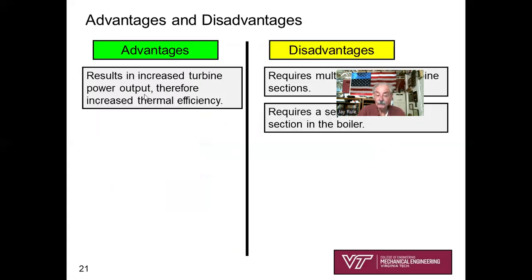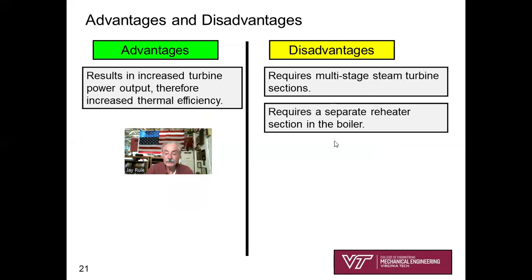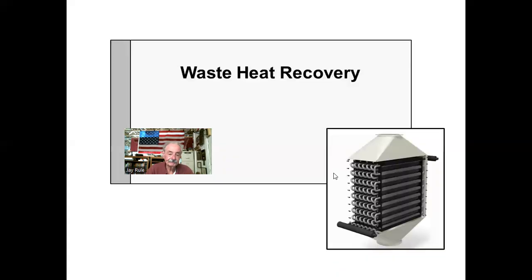Advantages, I think it's what I just said. It results in increased turbine power output, therefore increased thermal efficiency. Disadvantages: it requires multiple stages of the steam turbine, all connected to the same shaft, and it requires a separate reheater section in the boiler. So this is not something you add on after you've built your power plant. This is something you build into your power plant.